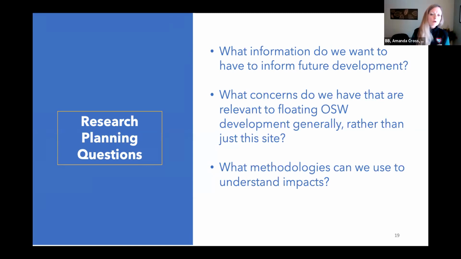What information do we want to have to inform those bigger projects down the road? What do we need to ask right now to help us understand impacts later? What concerns do we have here that are relevant to offshore wind generally, not just this particular project? And also, what are the methodologies we can use to try to understand those impacts? So thinking broadly, what are those broad floating offshore wind questions that we can try to answer through this project? And how can we go about answering those questions?